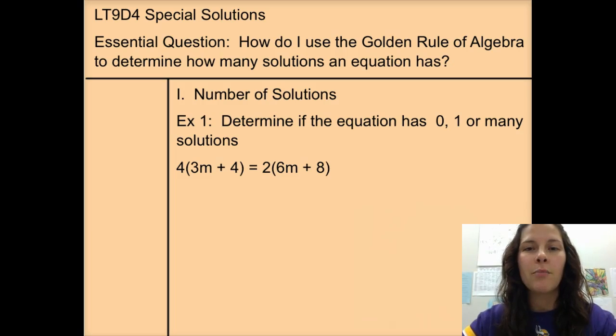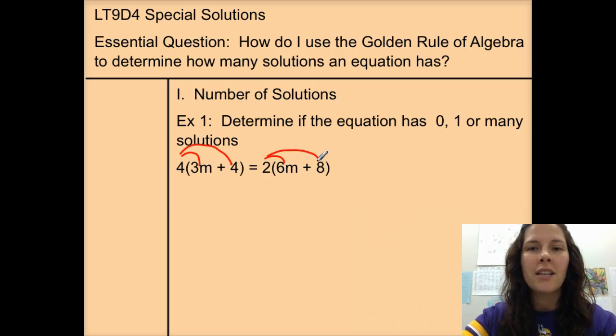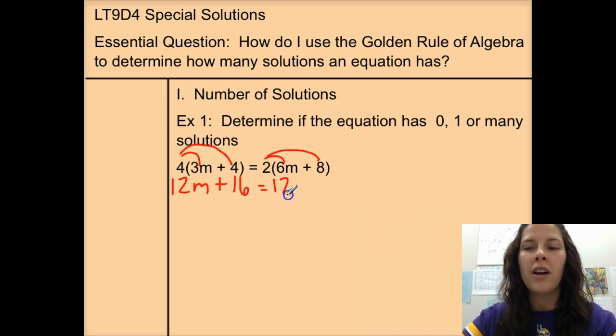So our first example, we have distributive property on both sides. We want to start by simplifying each side of the equation and distributing that value in. On the left-hand side, we have 4 times 3m is 12m, plus 4 times 4 is 16. On the right-hand side, multiplying by 2, we get a total of 12m. 2 times 8 gives us 16.